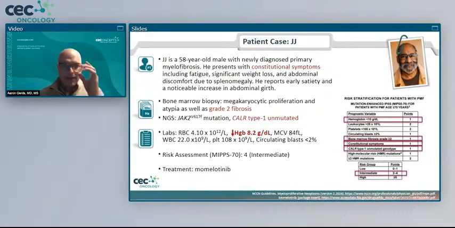So if we return to our case, let's say we keep the case the same. A 58-year-old male with newly diagnosed primary myelofibrosis, bone marrow biopsy looks the same, mutation profile is the same, but now the hemoglobin is 8.2. If I were to put a patient like this on ruxolitinib, it would almost guaranteedly drop them into a range where they would need transfusions. And we would, of course, like to avoid transfusions for a large number of reasons.